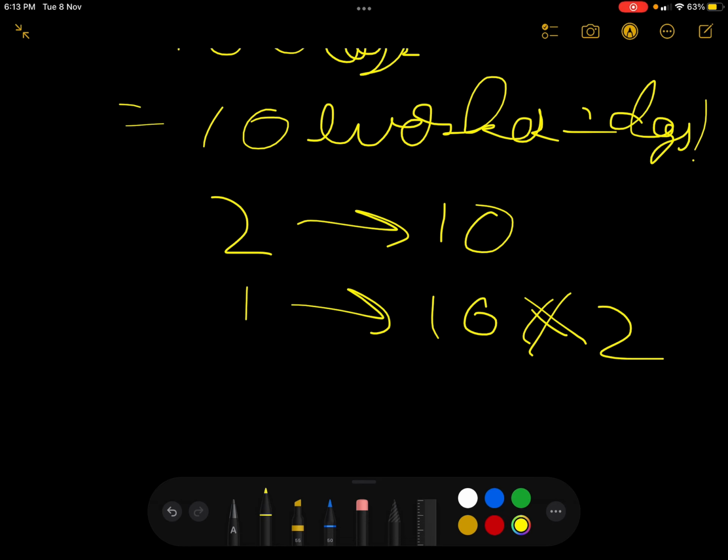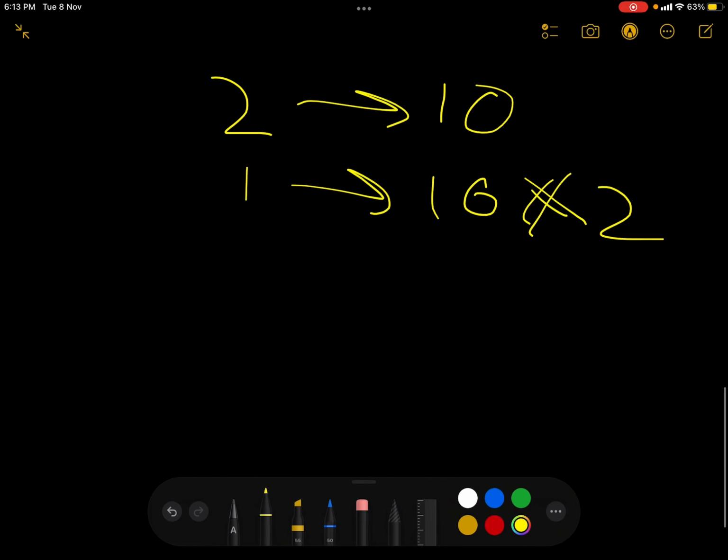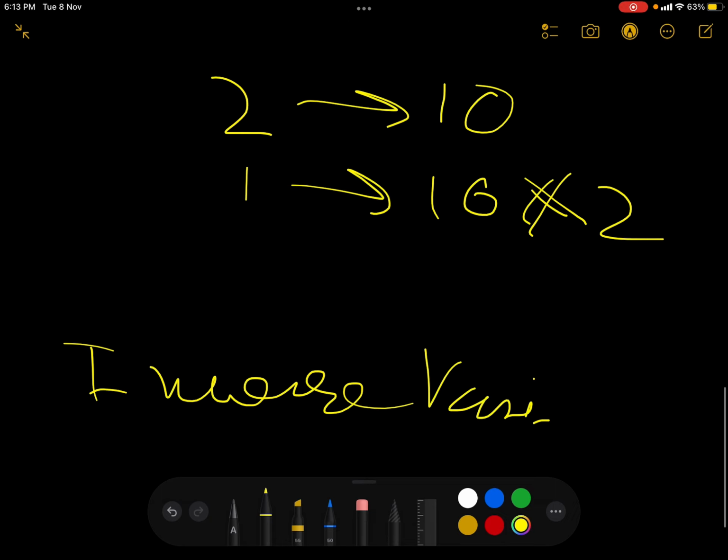will be more. This is because one person can do less than 2, if they are of the same type, and so therefore the lesser the number of persons, the more the number of days, and the more the number of workers, the less the number of days. Unlike in the previous case, in which the more the distance, the more the petrol consumed, and the less the distance, the less the petrol consumed. So this will be called inverse variation.